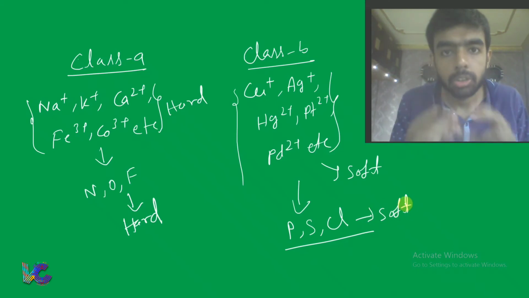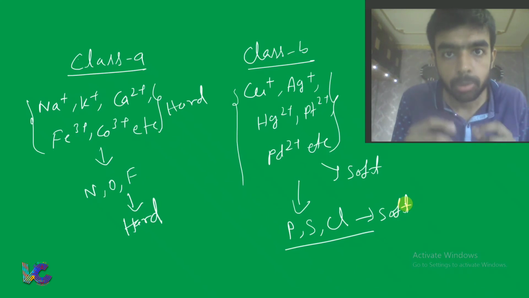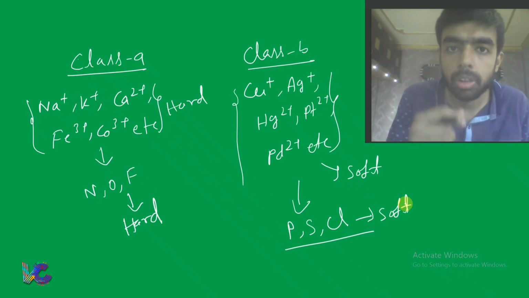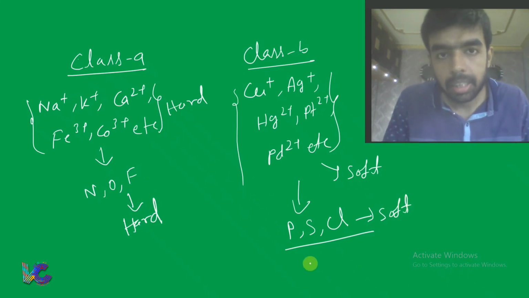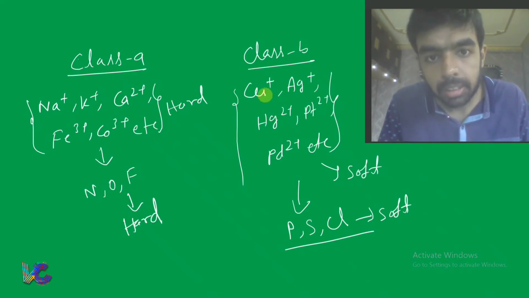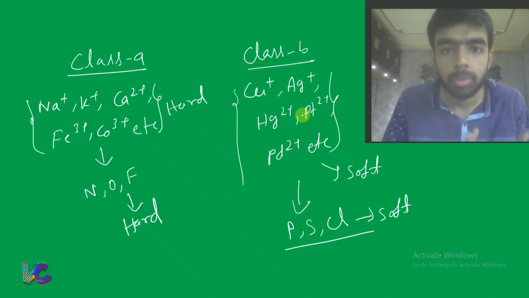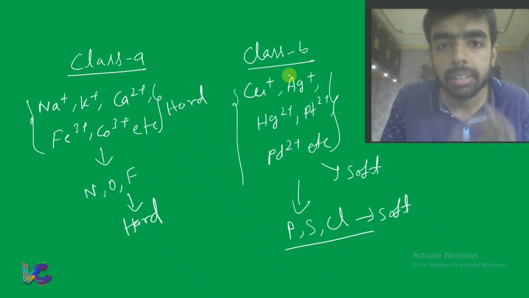Now we know that soft combination is preferred. Soft combination will give rise to stable coordination complex. That means the ligand which consists of the donor atoms P, S and Cl will prefer to combine with these kinds of metals, Cu plus, Ag plus, Ag2 plus, Pt2 plus, that we have classified as class B metals.